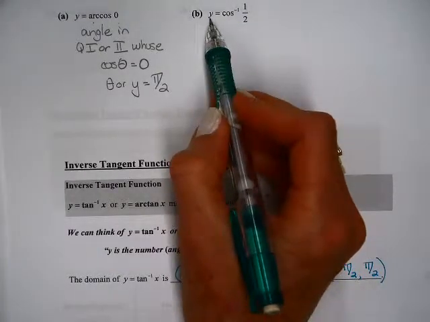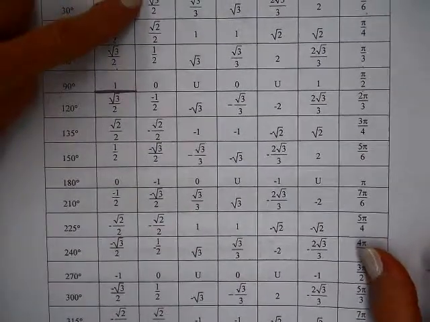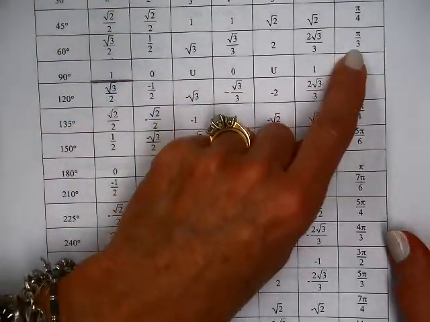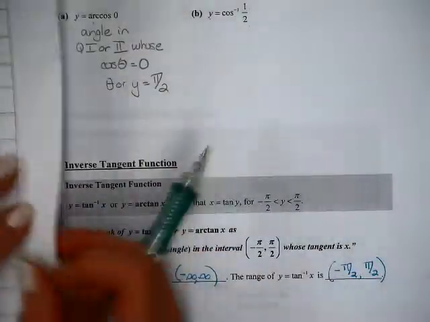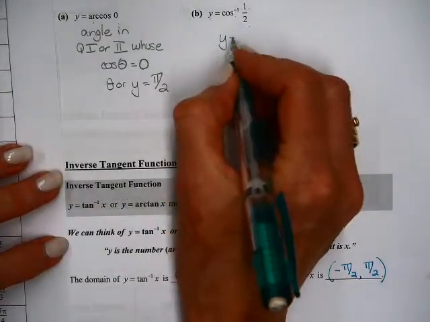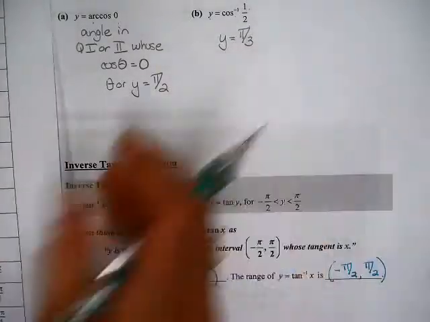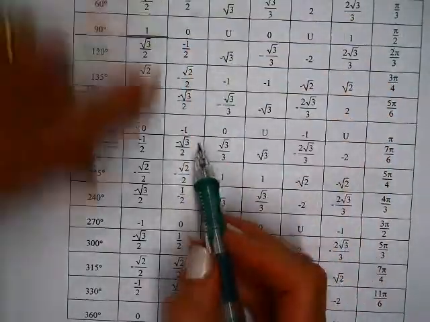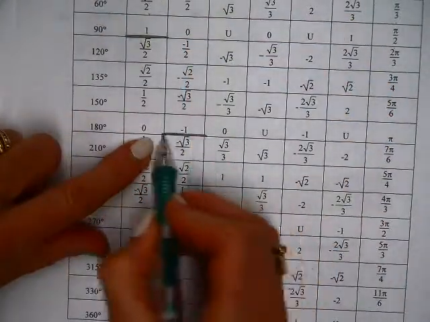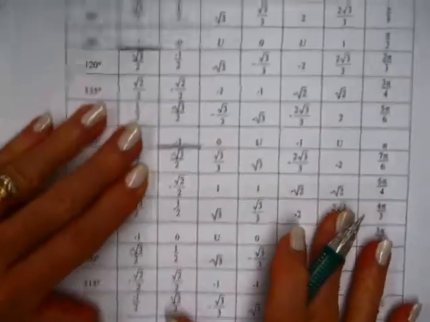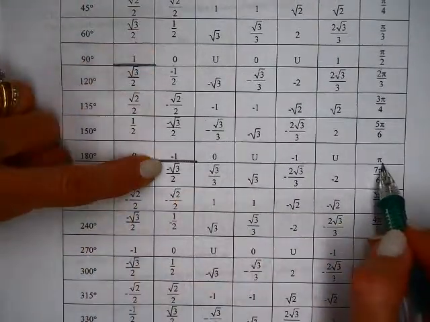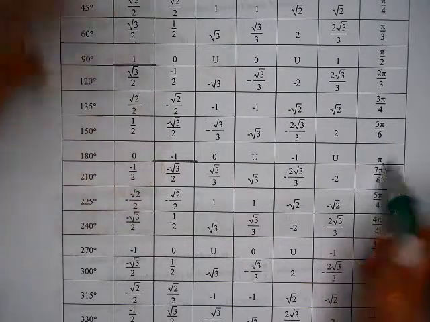For this one, the angle whose cosine is 1/2. Well, you look in the cosine column, cosine of 1/2, the angle is pi over 3. Now for this column, since you can look from 0 to pi, you may want to put a line down here to tell you to stop right there, because you can look all the way down here from 0 to pi when you're looking for cosine.